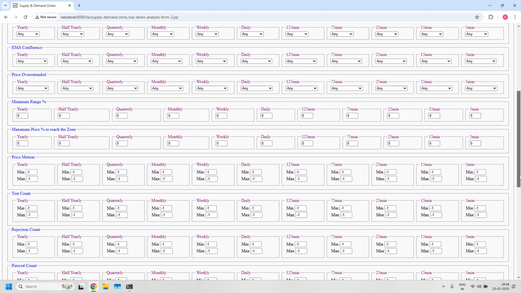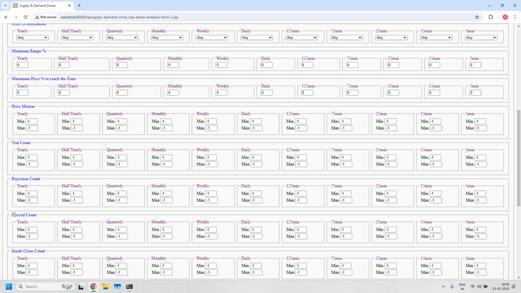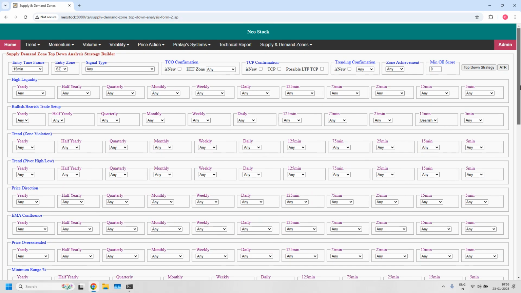So in the pierced count column, at 15 minutes time frame, I am setting minimum value 0, maximum value 0. That means 15 minute supply zone should not be pierced. And zone achievement should be violated opposing zone. Minimum order enhanced score should be 12. All three filters are applied to 15 minute supply zone.